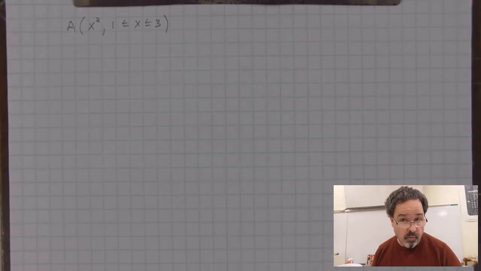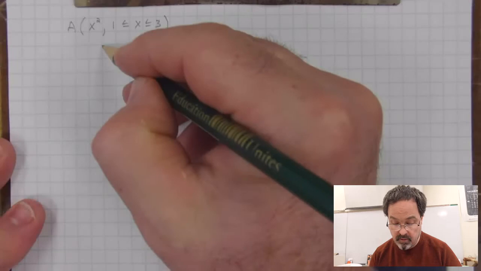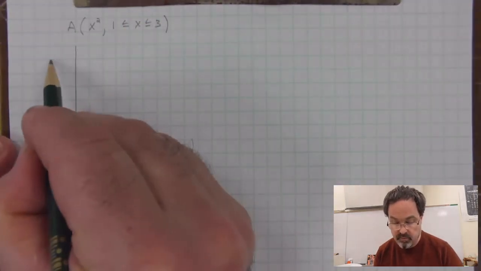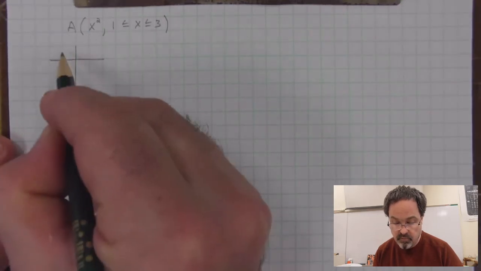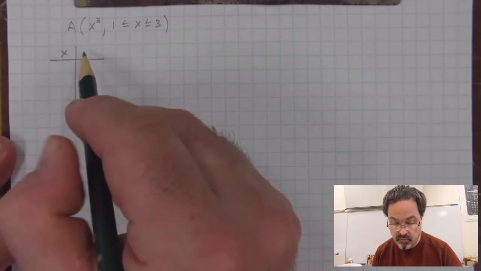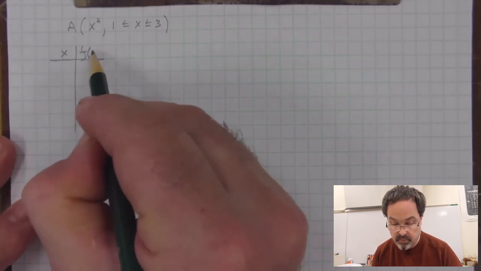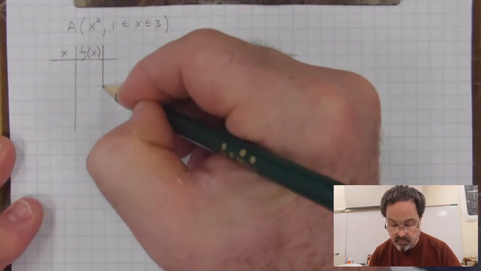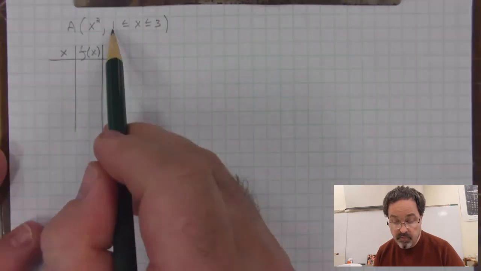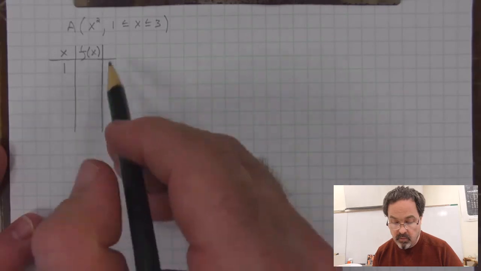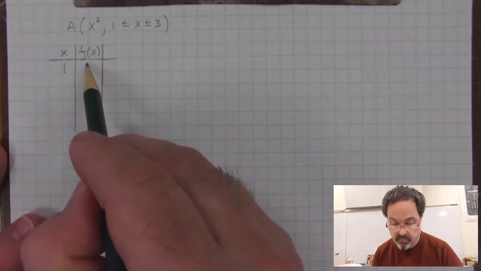And in order to organize an estimate to calculate that area, I'm going to make a table. My table is going to begin with choosing values of x and using the function x squared to calculate values of y, or f of x. I'm going to start with the first value of x being my lower bound of 1. And when I do, I will get a function value of 1 squared, which is 1.